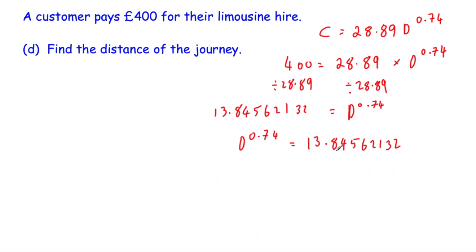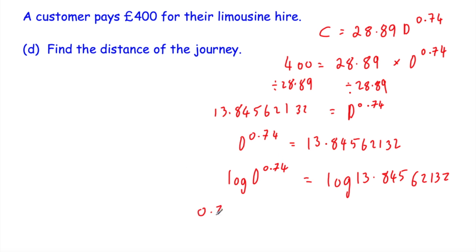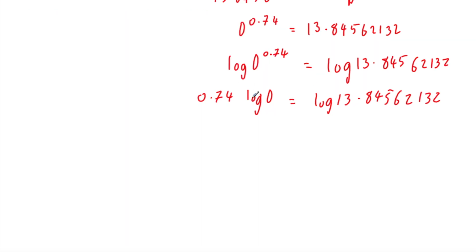Now, if I was actually solving this question, the approach that I would use would be, whenever I get to the point that D to the power of 0.74 equals 13.84562132, and so on, to take the logs of both sides of that equation. So I would write down that log of D to the power of 0.74 is equal to log 13.84562132. Then, using our laws of logarithms, I'd bring that power down to get 0.74 log D is equal to log of 13.84562132, and so on.